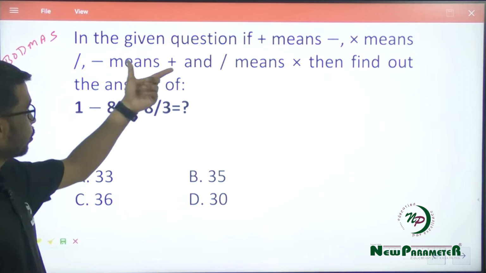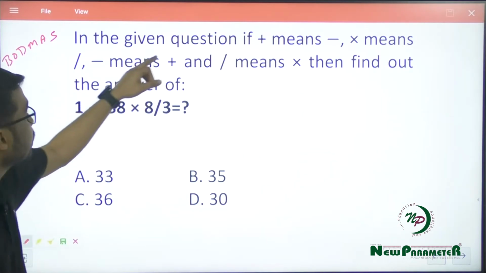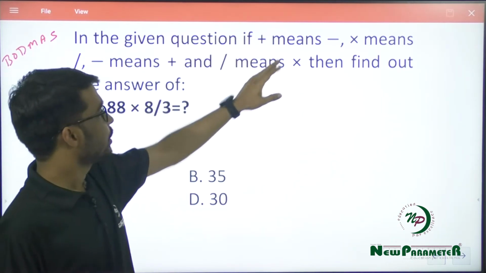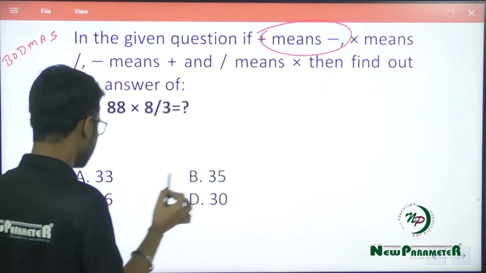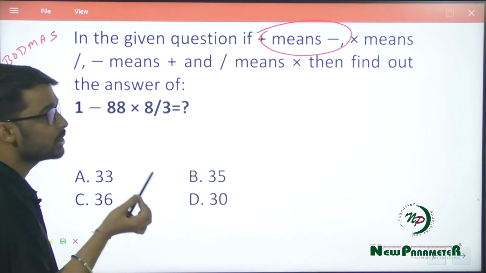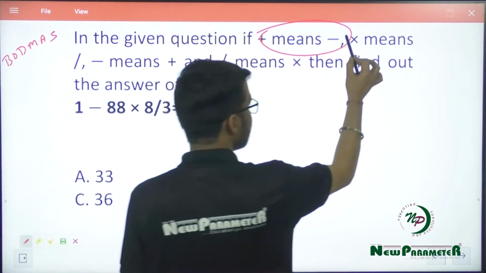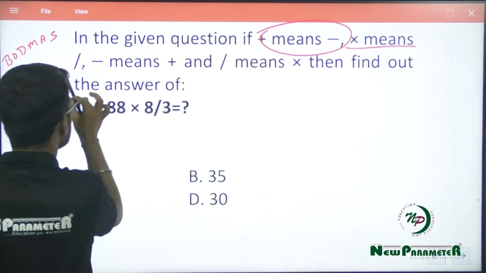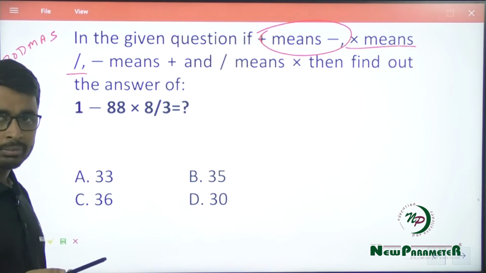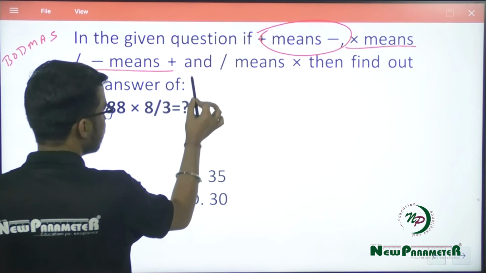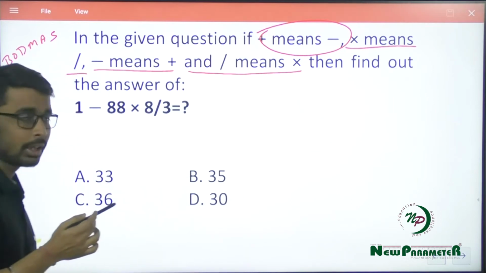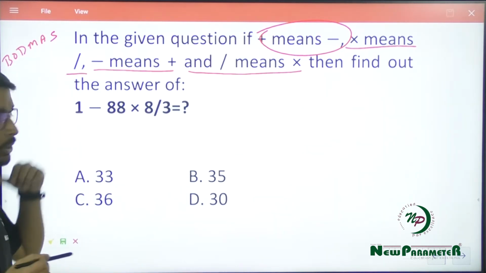So this is my equation, and the instructions given to me are: in the given question, plus means minus, multiply means divide. So anywhere in the equation, if multiply is present, it means divide. Minus means plus and divide means multiply. Then we have to find the answer for this equation.